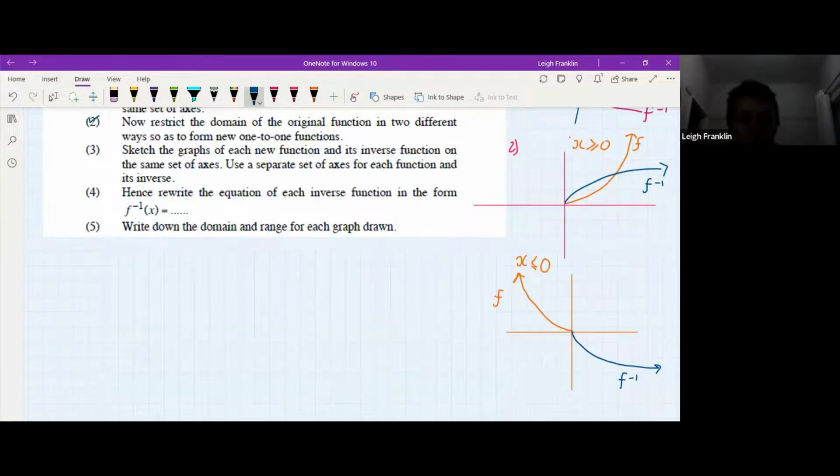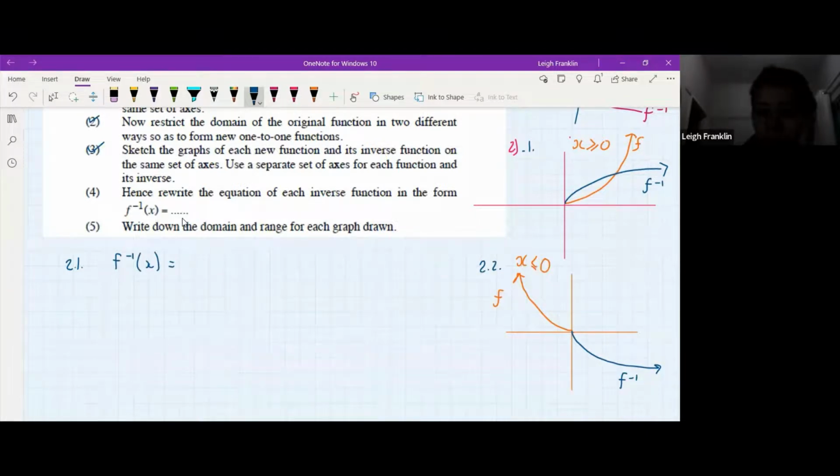Sketch the graphs of the new function and its inverse function on the same set of axes. We've done that as well. Use a separate set of axes for each function and its inverse. I did that too. Hence, rewrite the equation of its inverse in the form f minus 1 of x. As far as this one at the top is concerned, let's call this 2.1 and we'll call that 2.2. So 2.1 would be the graph of f minus 1 of x equals.